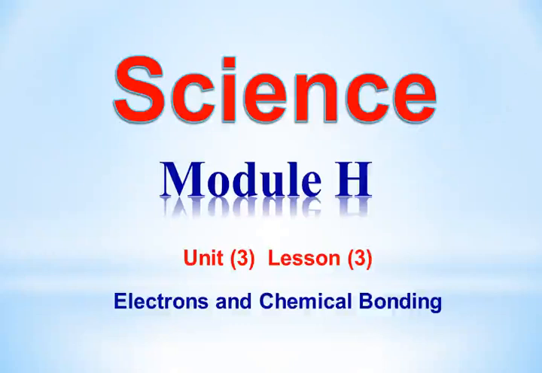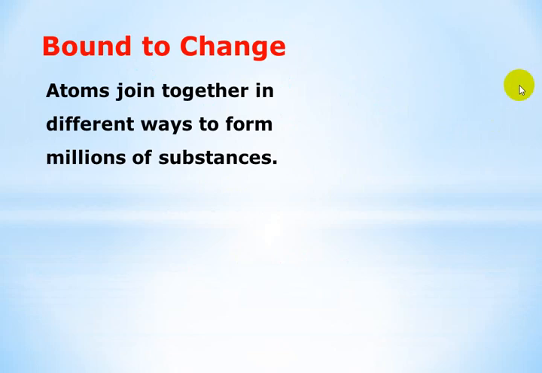Unit 3, Lesson 3, Electrons and Chemical Bonding. Bound to change. Atoms join together in different ways to form millions of substances.